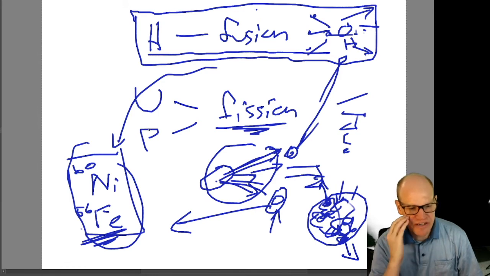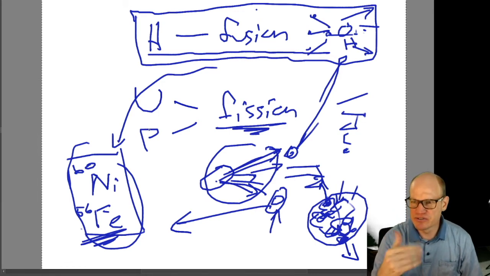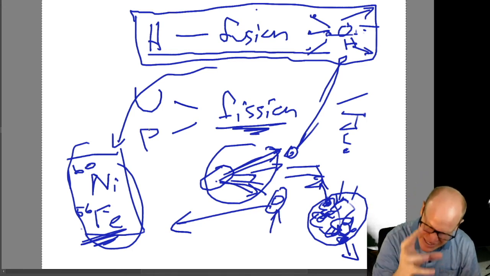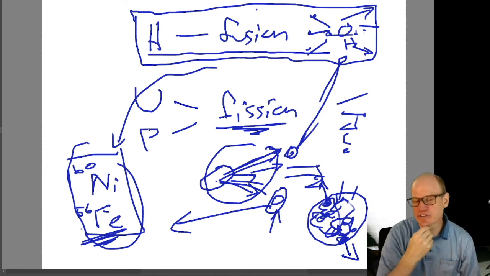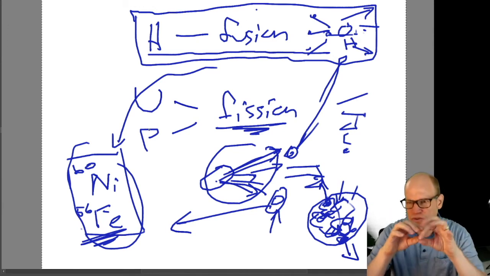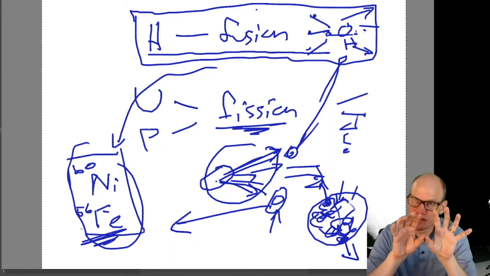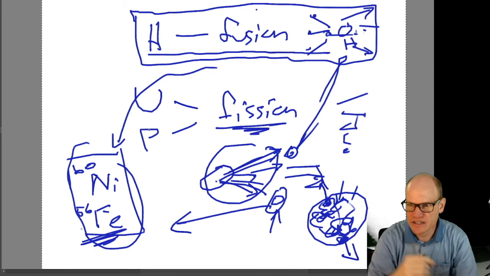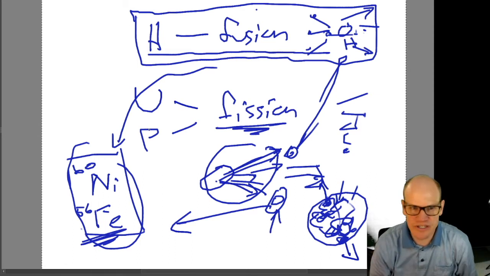There's a question: doesn't it already take energy to make the iron? I don't think so. I think that you absorb it until you get up to that point. It depends on where you're coming from, because the different isotopes of iron have different binding energies, and so it depends on where you're landing in the landscape of possible isotopes that you're producing.